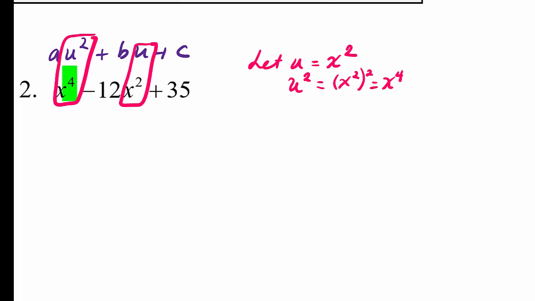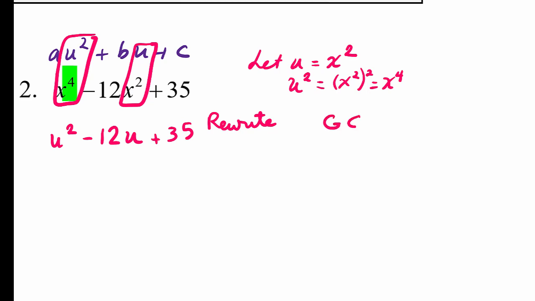See that? Now we're going to rewrite this original polynomial, but using u's instead of x's. So x to the fourth is u squared minus 12, and then u is representing the x squared, so I'm going to put a u there, and then plus my constant 35. And we know that the GCF there for factoring is 1, because we have a leading coefficient of 1, and so we know how to factor this. We need two numbers that multiply to a positive 35 and add up to a negative 12, which would be negative 5 and negative 7.